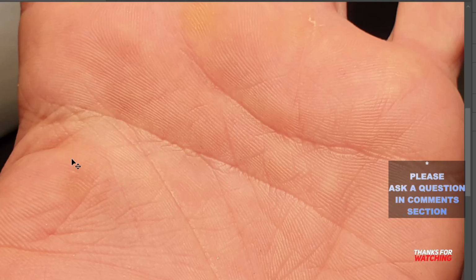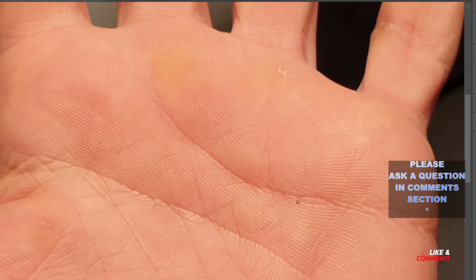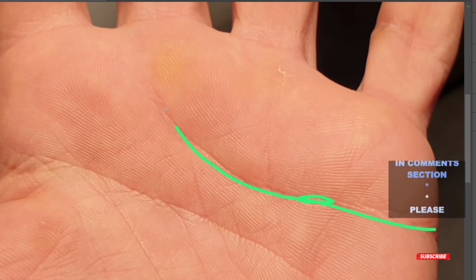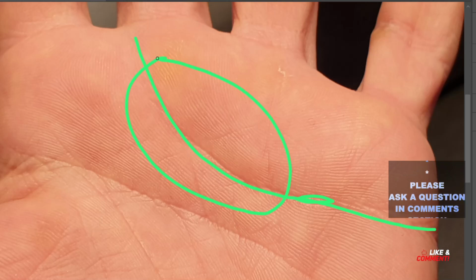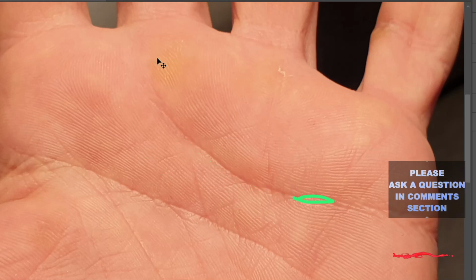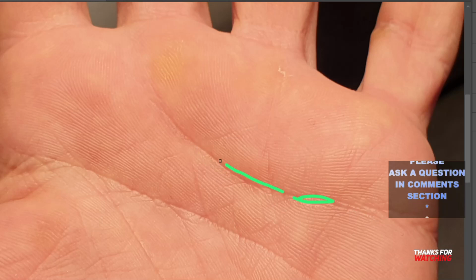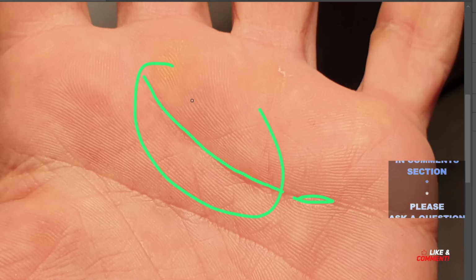The good part is that although there is an island-like formation, towards the end of the heart line this portion becomes very good. The reason we say it is good is because it becomes distinct and clear without any branches, very simple kind, and it's ending under the mount of Saturn.